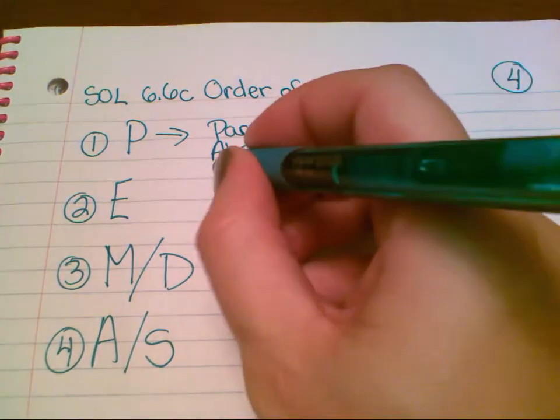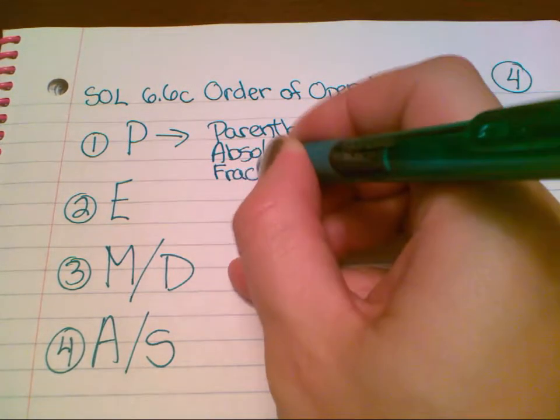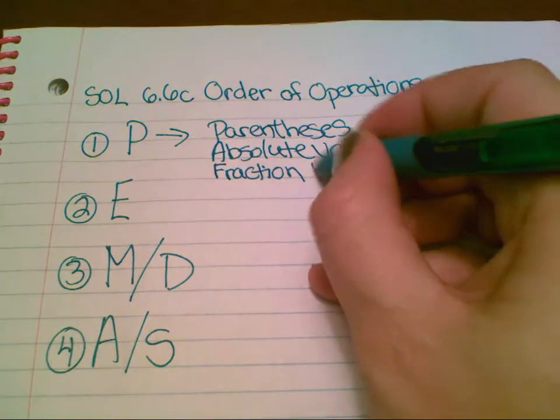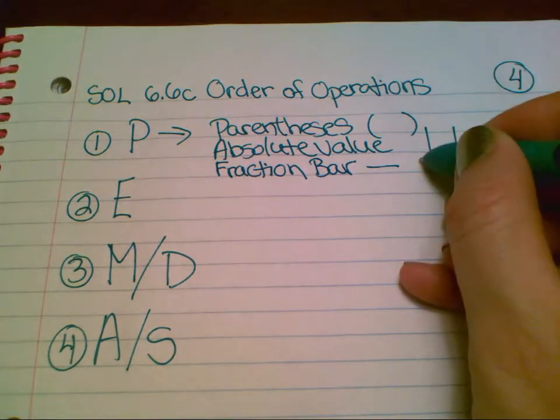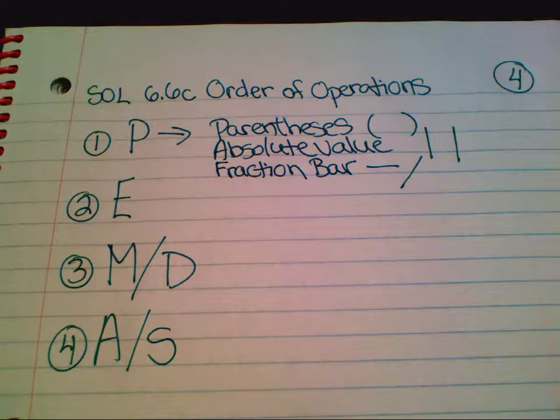And the final way would be if you see a fraction bar. And a fraction bar could be written horizontally, it could be written diagonally, and it also is going to be used to represent division as well. So it's going to have a few meanings here.